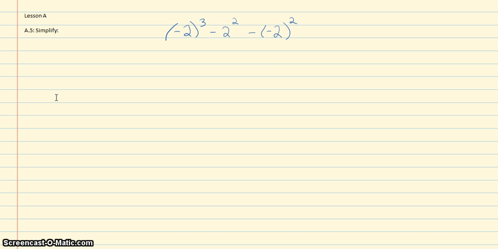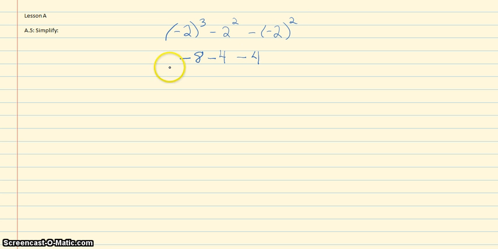Our fifth example in Lesson A is simplifying expressions that contain negative numbers and exponents. You want to follow the order of operations, so first we want to start with the parentheses and the exponents. So -2 to the third power is -8. And then this negative is not inside parentheses, so I'm just going to go ahead and drop that down. 2 squared is 4. And I'm going to drop this negative down because it's not in the parentheses. And -2 squared is 4.